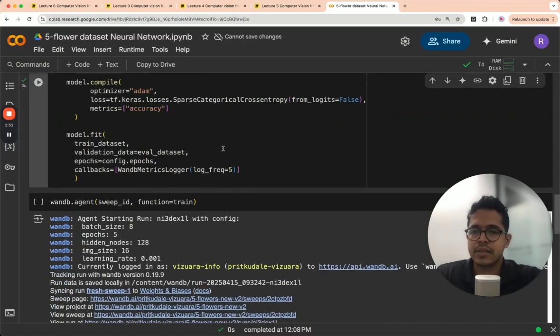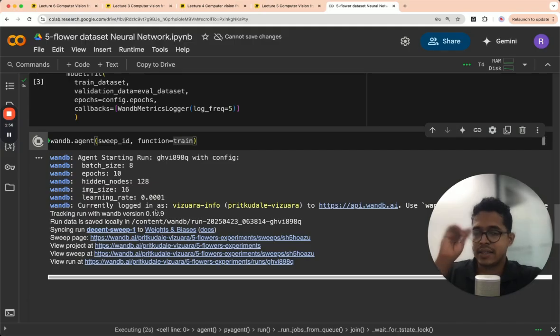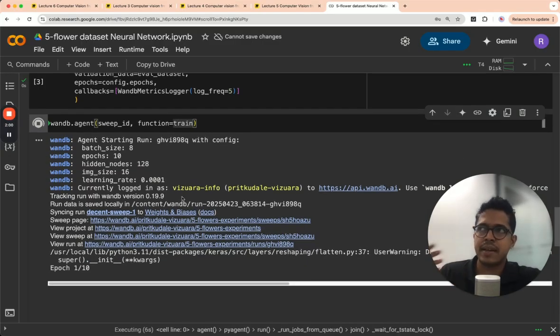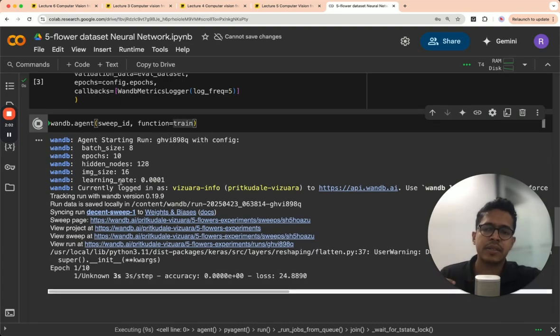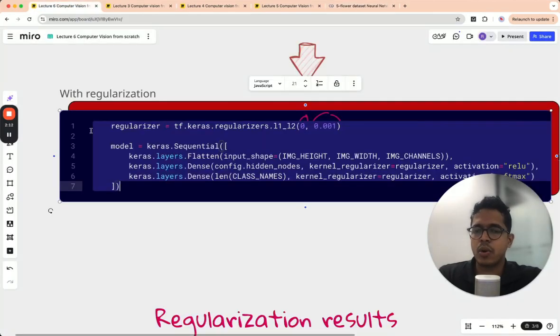So everything is looking fine. And then I call this Weights and Biases agent. And now the execution has started. This will keep executing for several minutes. For me, it was taking definitely 30 minutes or more, if not less. So 30 minutes minimum, if not more. So let's go to the results to see what we have.